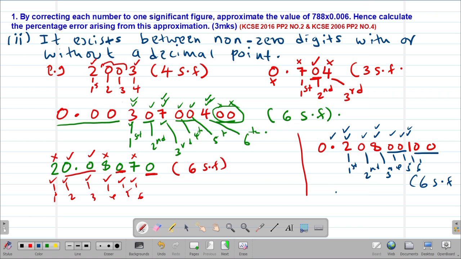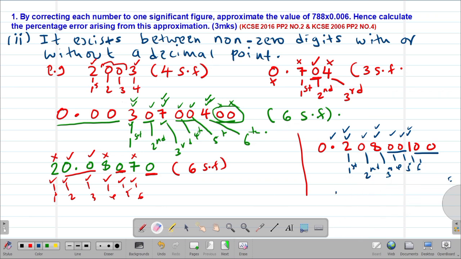But if you have a number like 4, 2, maybe 0, 0, 0, then these three zeros will be significant. So this will be our first significant figure, second, a third, a fourth, then fifth. So these are 5 significant figures due to the fact that the zeros are existing to the right hand side of a number and there is no decimal point within this particular question.